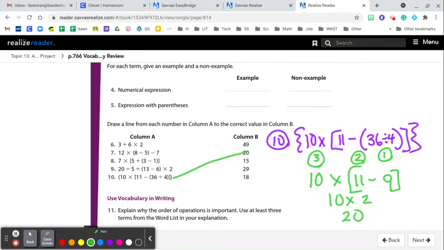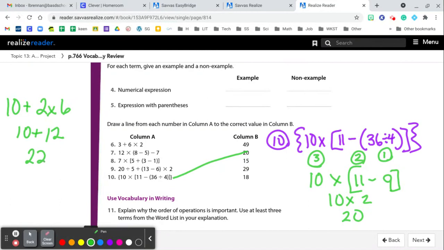Explain why the order of operations is important. Use at least 3 terms from the word list in your explanation. The order of operations is important to evaluate numerical expressions, and you want to make sure everybody's getting the same answer. And a good way to check your calculators to make sure they follow order of operations. Some of the junky little calculators don't. Just put something in your calculator like 10 plus 2 times 6, and because you're so smart, you do the 2 times 6 first, and then the last thing you do is add 10, so you should have 22.